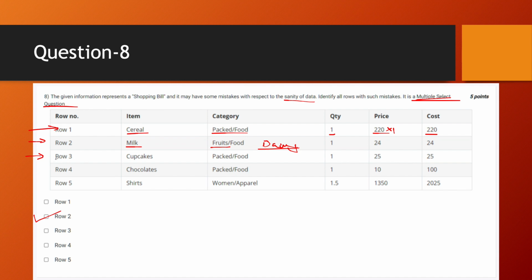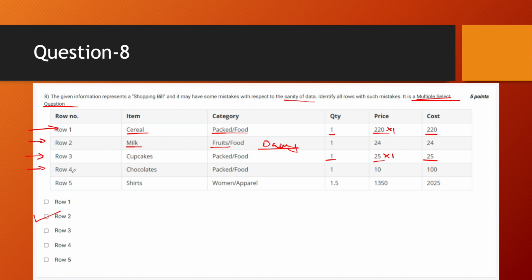So now going over to row 3, you have cupcakes, which comes under packed food. You have taken one of them, and its unit price is 25. You multiply it by 1 and you get the total cost as 25. So this row also looks decent.